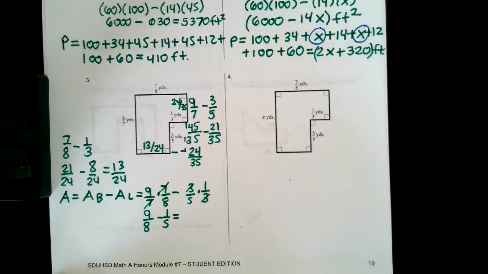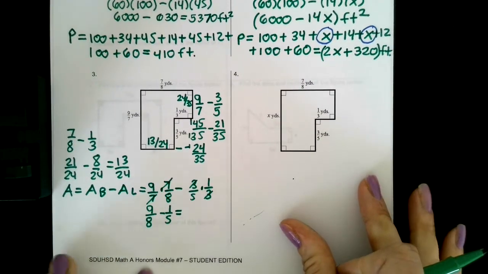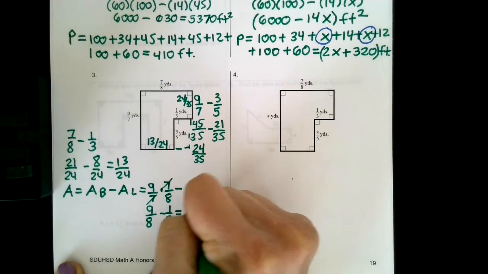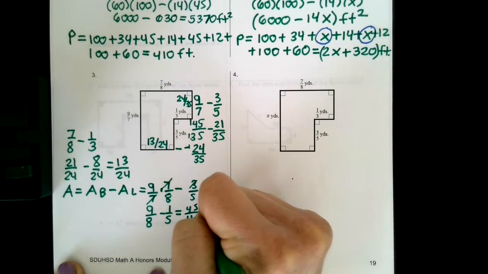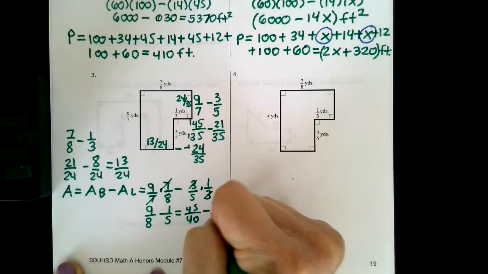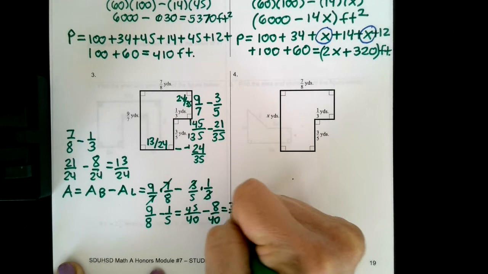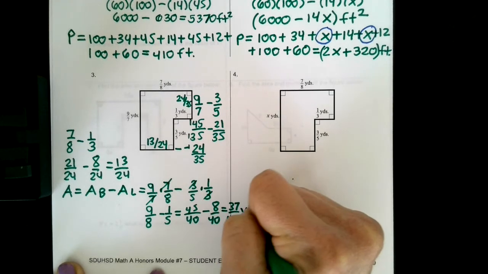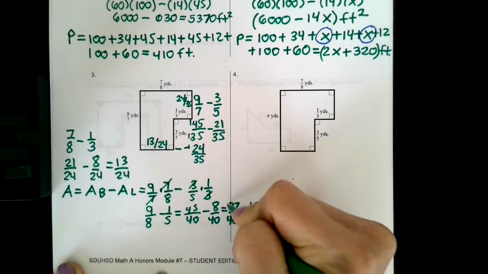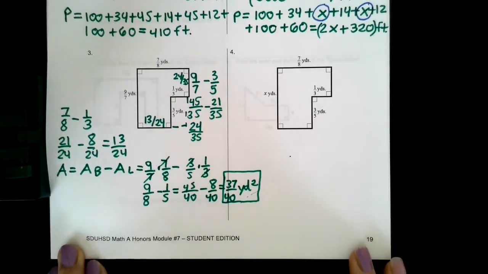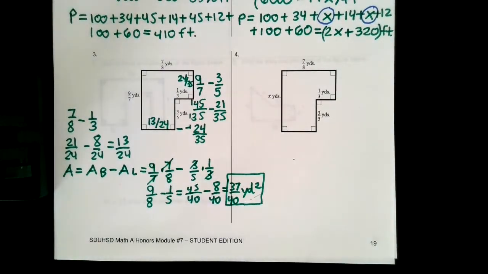Again, in order to subtract fractions, you need to find a common denominator. So I'm going to change these to 45/40ths minus 8/40ths, which simplifies to 37/40ths. And to complete our answer, we need yards squared. Put a box around this. So we have 37 over 40 yards squared for the area.